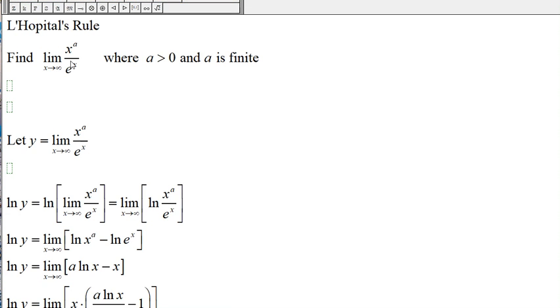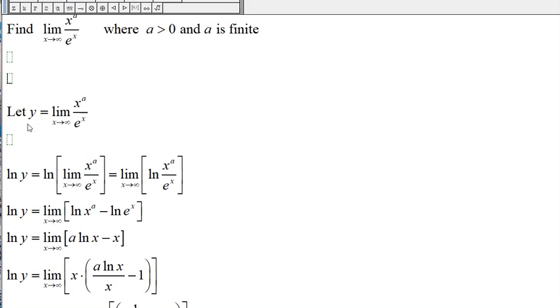Here we want to find the limit of x to the a divided by e to the x as x approaches infinity, and a is just a positive number and a is finite. So a is just a positive number. And so let y be the limit of x to the a over e to the x.